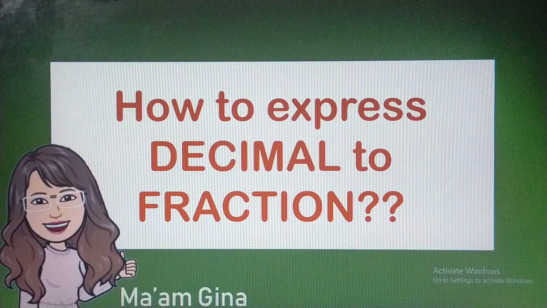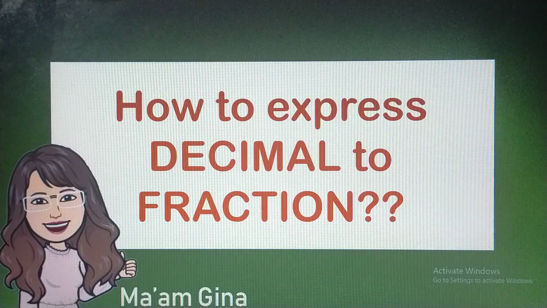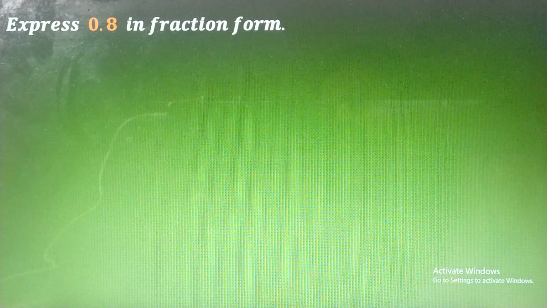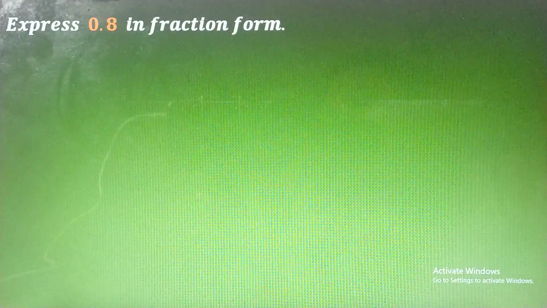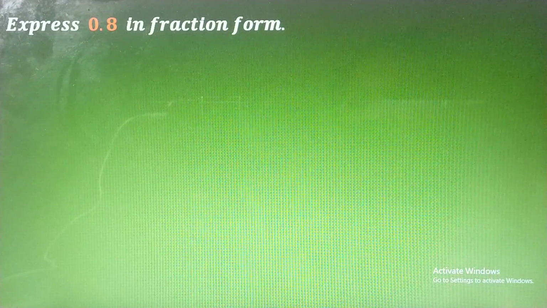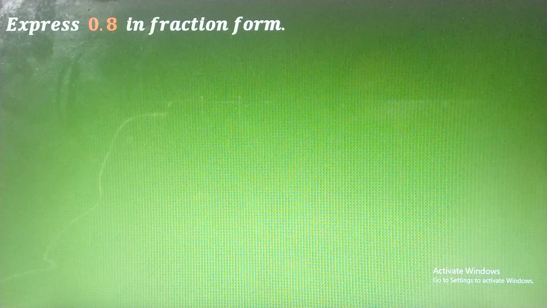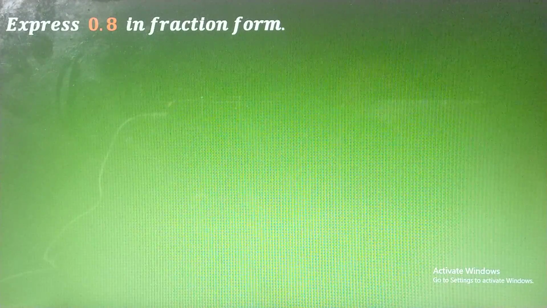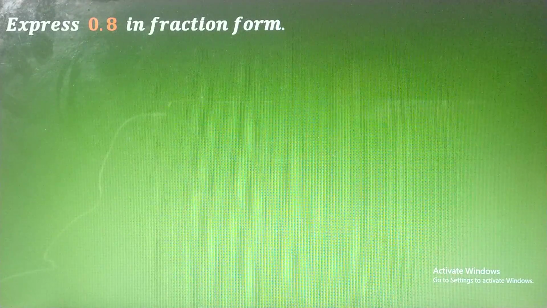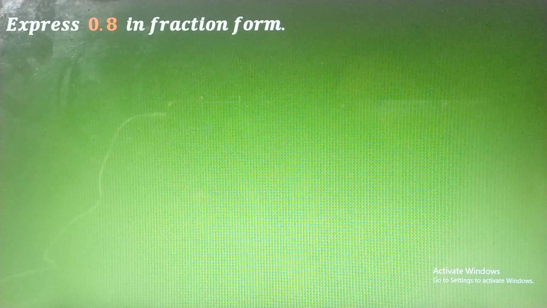How about expressing decimal to fraction? So, paano natin gagawing fraction yung decimal naman? This time, let us have 0.8 and we need to express this into fraction. I-express natin siya into fraction. So, yung pag-convert or pag-express ng decimal to fraction, kailangan muna nating magkaroon ng foundation or ng introduction about the decimal places kasi importante siya sa lesson na to.